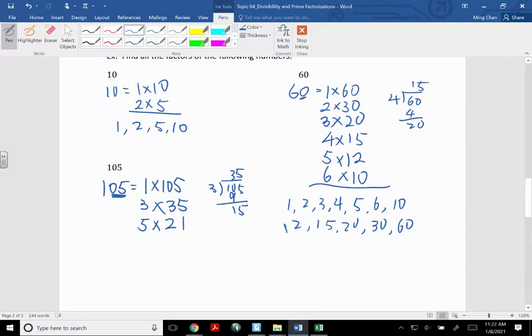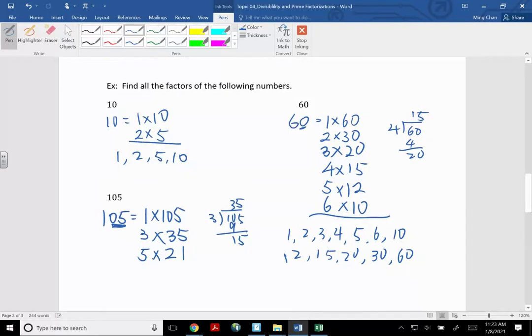6. 6 can because 1 plus 0 plus 5 is 6. Oh, I'm sorry. Sorry about that. The divisibility rule for 6 says it has to be divisible by 2 and 3. Since 2 cannot go into it, that means 6 cannot.